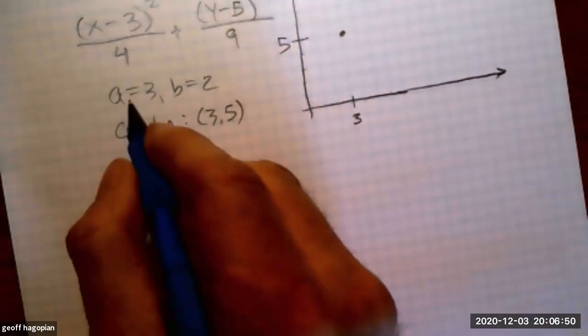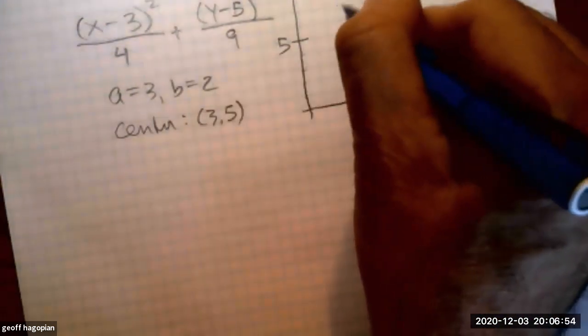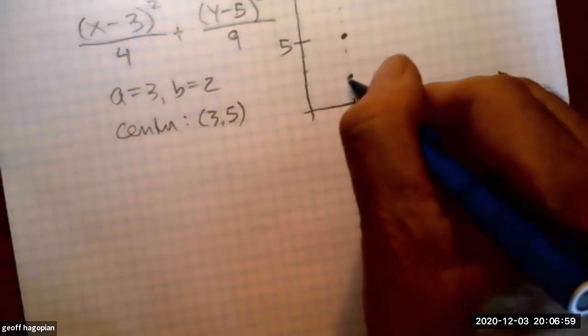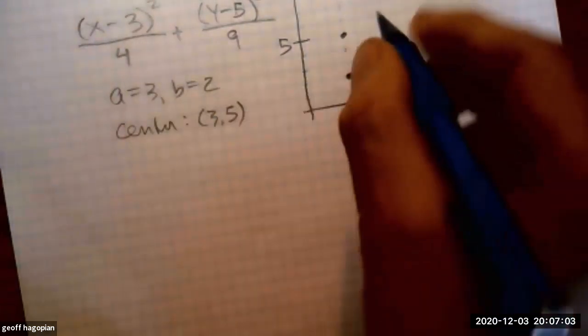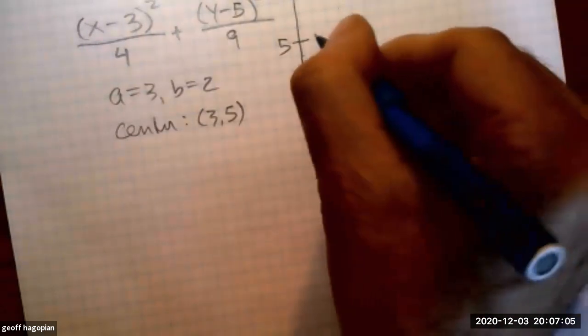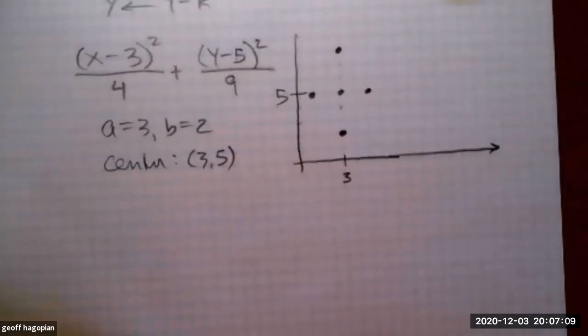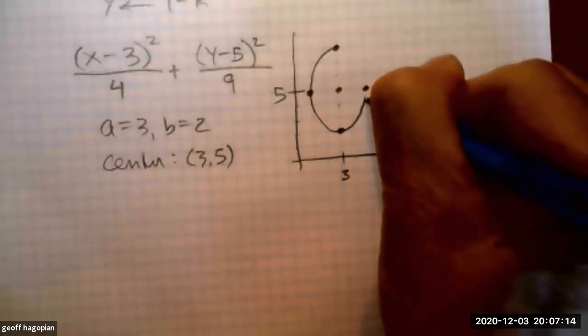But the major axis goes with y, so it's vertical. So we're going to go 3 up from the center to get to the top, and 3 down from the center to get to the bottom. The semi-minor axis has length 2, right? So we're going to go 2 to the right and 2 to the left. That gives us the 4 extreme points on our ellipse, and we can just fake in an oval with those 4 points, right?